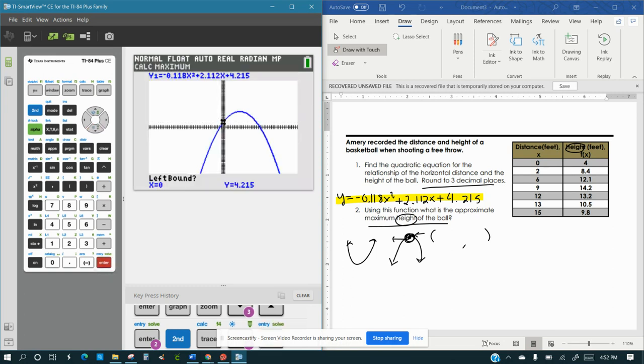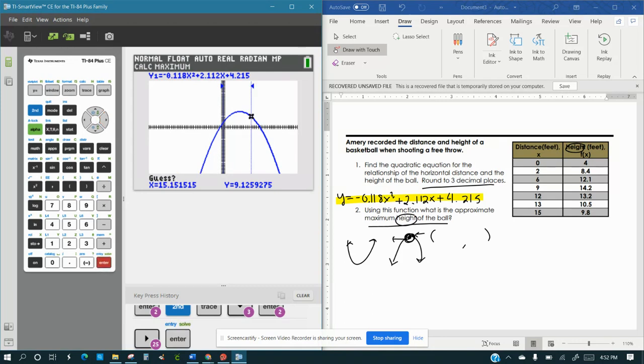It's asking me for the left bound. That means I need to be to the left of this maximum point here. This little blinking cursor is where you are, and I am left of that maximum point, so I'm going to press enter. Now it asks me for the right bound. So I'm going to go to the right as many times as I need to get to the right side of that vertex. That's good enough. I'm clearly on the right of my vertex, so I'm going to press enter.